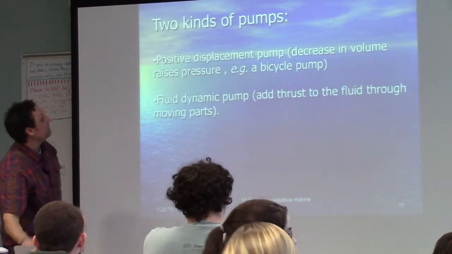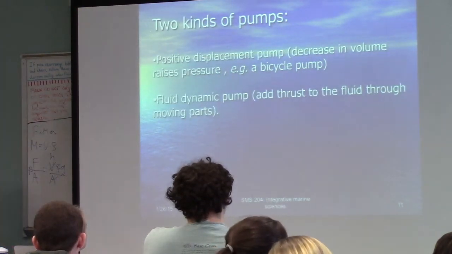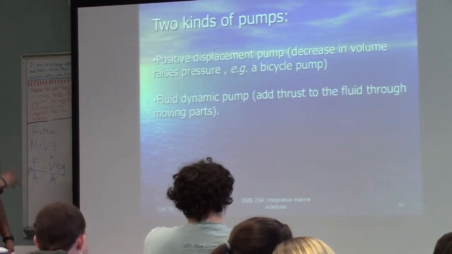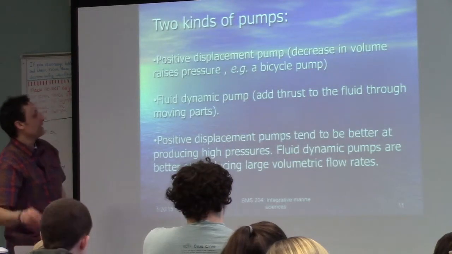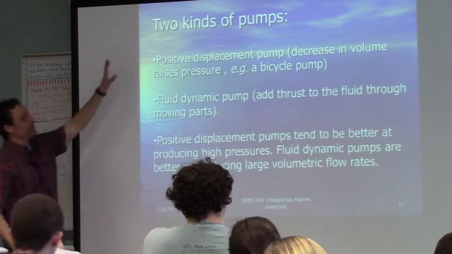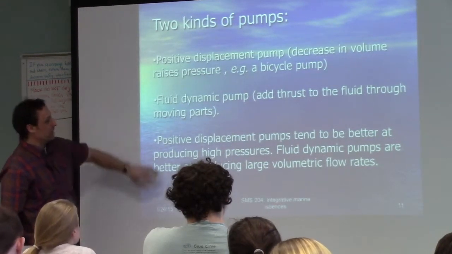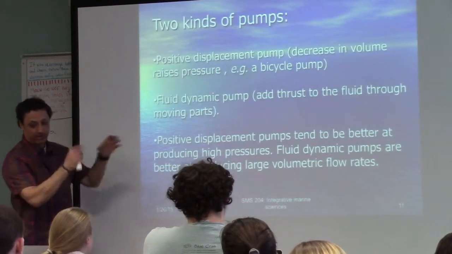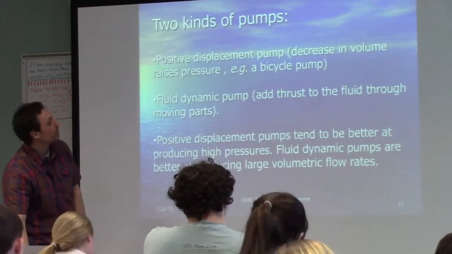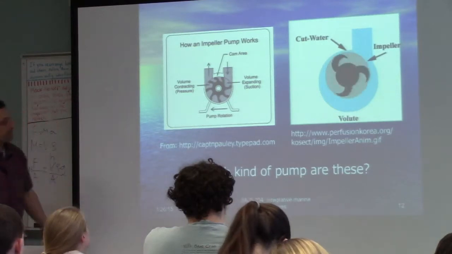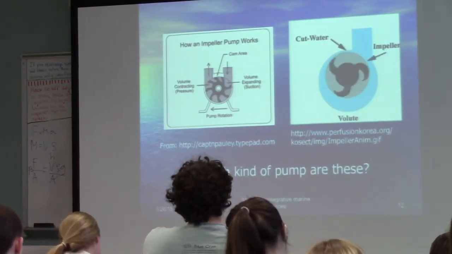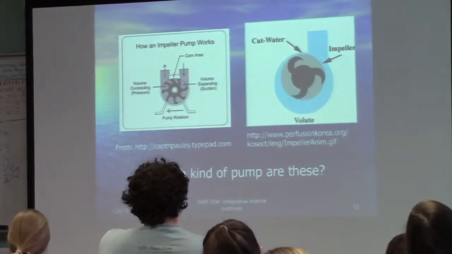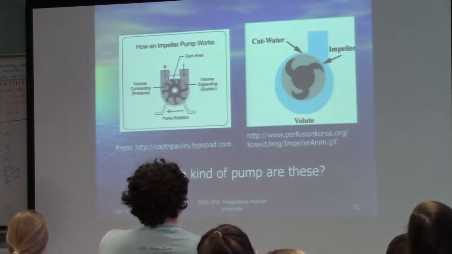And then we have those that are based on fluid dynamics, based on moving fluid. When you accelerate a fluid, when you move fluid fast, the pressure at that place drops. These tend to be better at producing high pressure, and those are better at moving stuff fast, moving water through. Here is an example. What kind do you think this kind of pump is? It's fluid dynamic. We're moving fluid around.